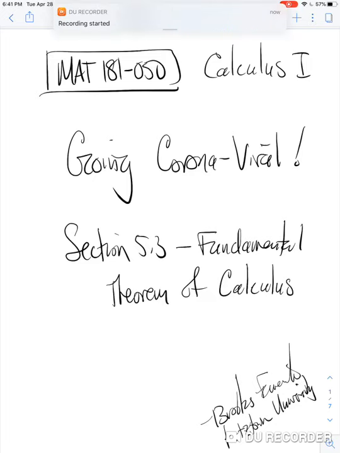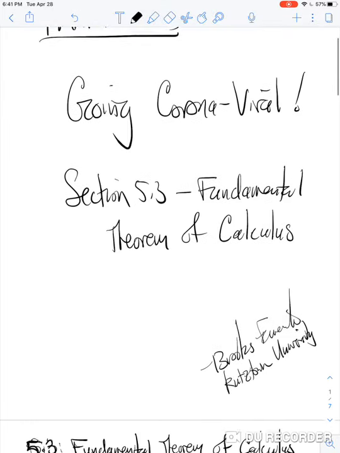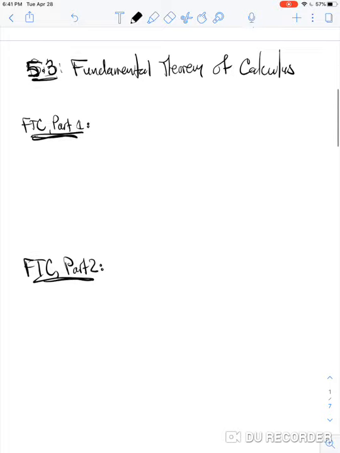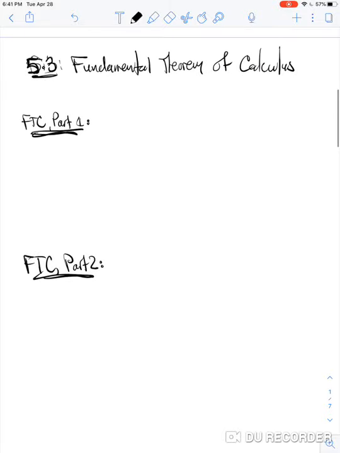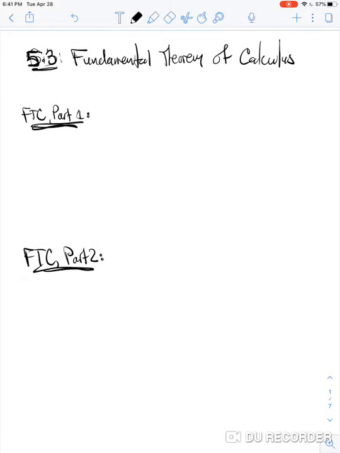Okay, in this video I'm going to be going over section 5.3, which is all about the fundamental theorem of calculus. So first off, let's recap what we talked about in lecture the other day, which was the fundamental theorem of calculus. It came in two parts. The first part is kind of simple, but it's about this thing called the area function.